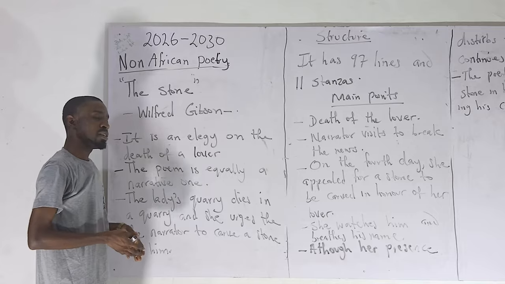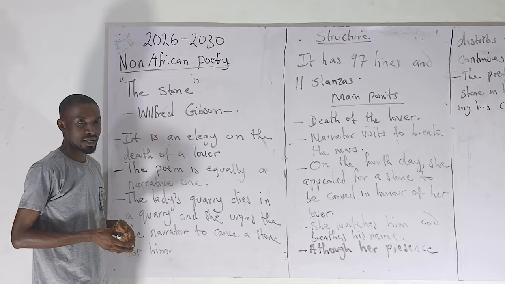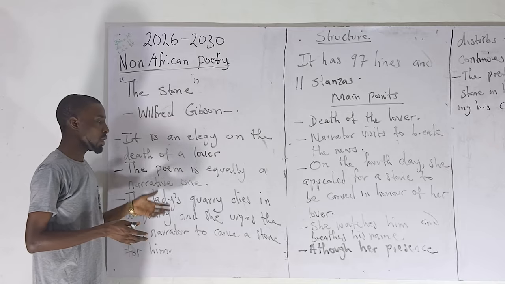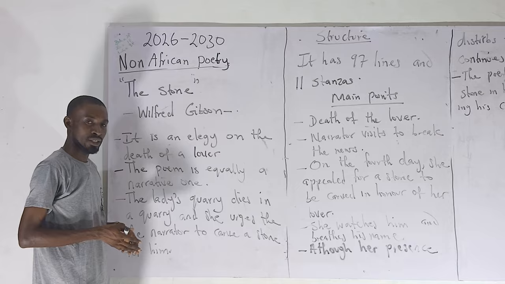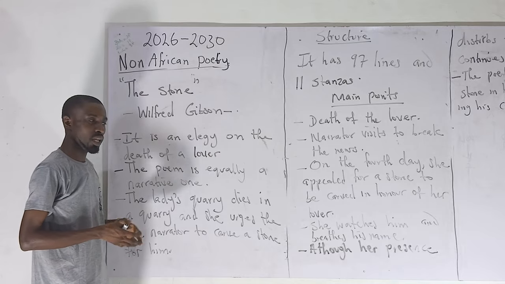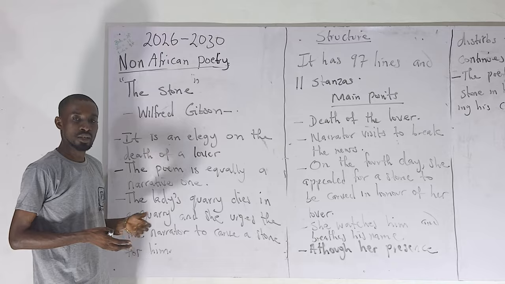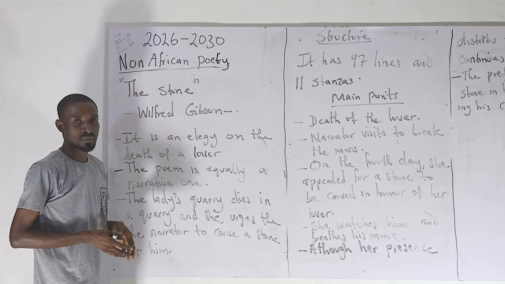Okay, and then the woman turns to the narrator and reveals that, please, can you cut a stone for him? Alright, what does that mean? Can you carve a stone in the name of my dead husband or lover? And then the poet in question actually agrees, that's the narrator, and he continues to carve a stone. Each time he's carving the stone, the woman is always watching, alright?